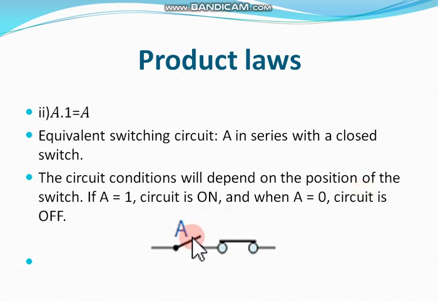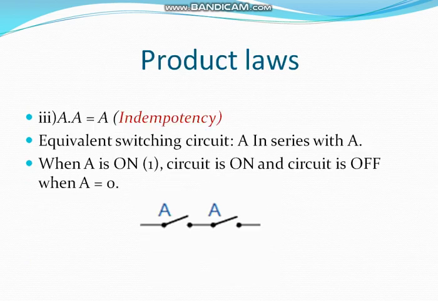Okay, if this A is 1, meaning it will be closed, then power can go through, it will be on. And when A is 0, the circuit is going to go off automatically. It doesn't matter if the other switch is closed. As long as A is open, electricity won't go through. So whatever you do here, the conditions will depend on the position of the switch A. So that's it.